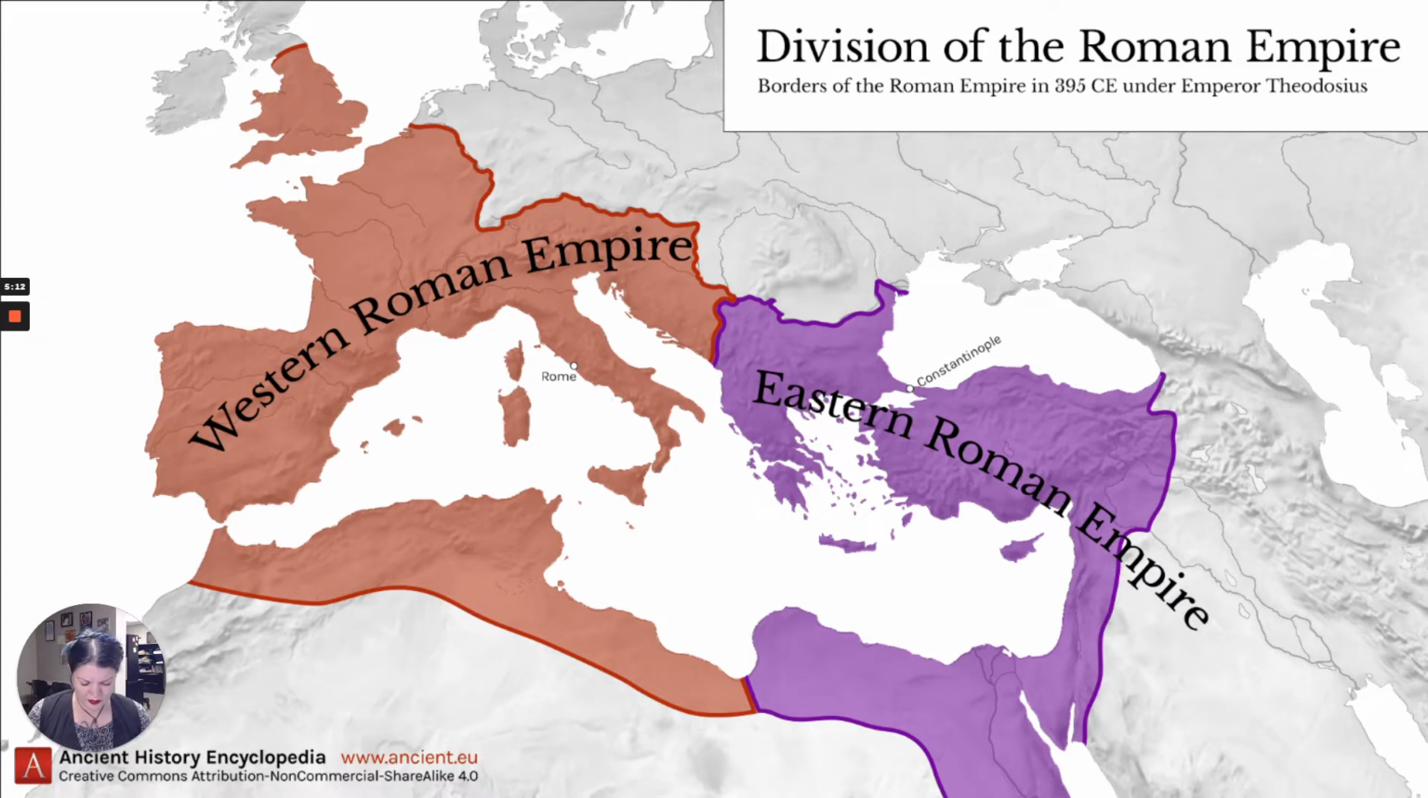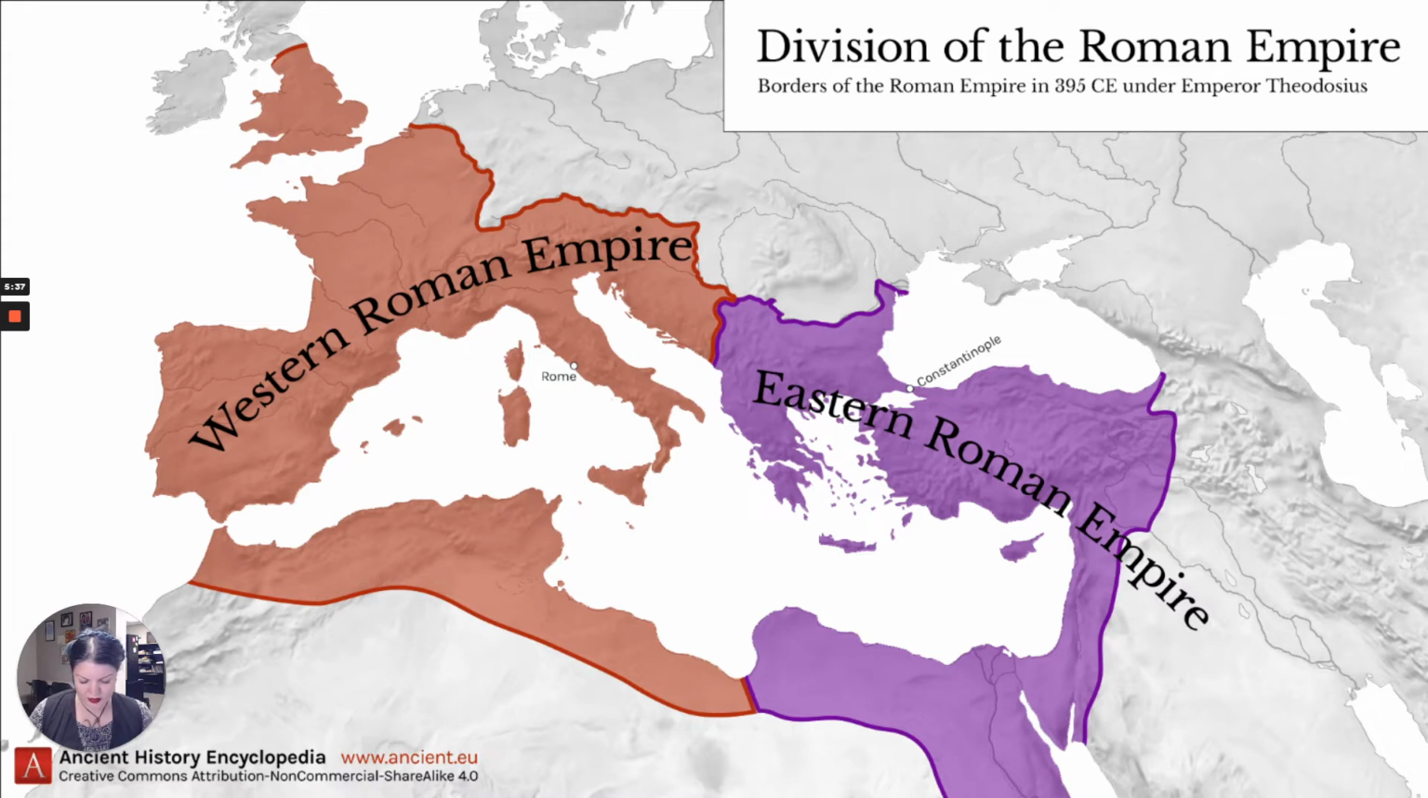The other thing he does is he moves the capital from Rome, which you can see on your map here, which is in modern or contemporary Italy, and he moves it all the way east over to Constantinople, which is in what we contemporarily call Turkey. And so he founds Constantinople in 330.